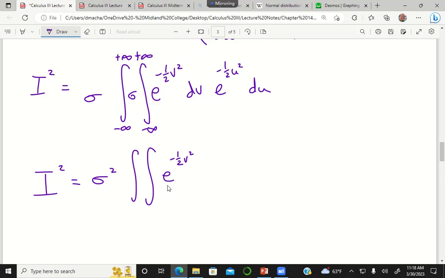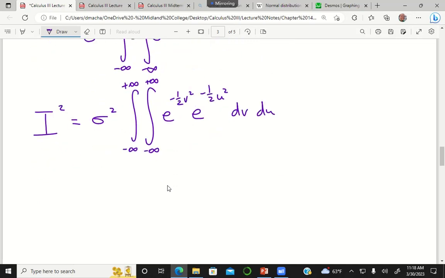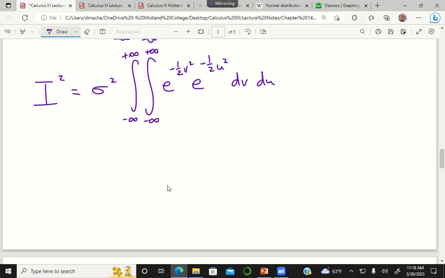So I could put that inside that integrand as well. We can go ahead and just combine these guys like so. And this is from negative infinity to plus infinity. Okay. So, does anybody see what we're going to do next? I want to combine e to the negative 1/2 v squared and e to the negative 1/2 u squared. Yeah, I can combine those exponential functions, right?